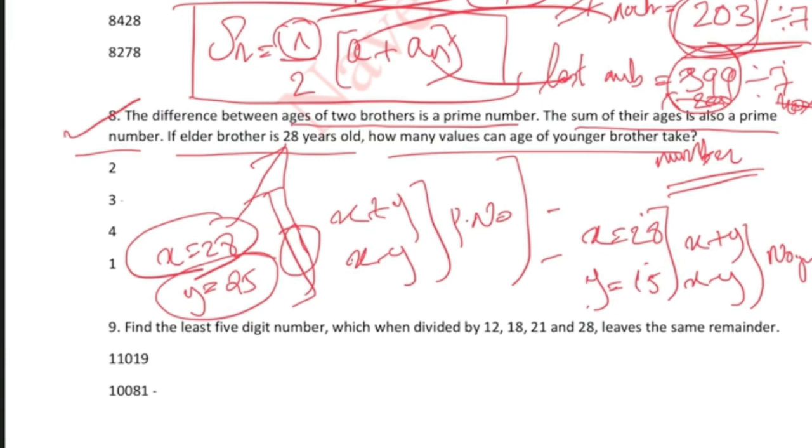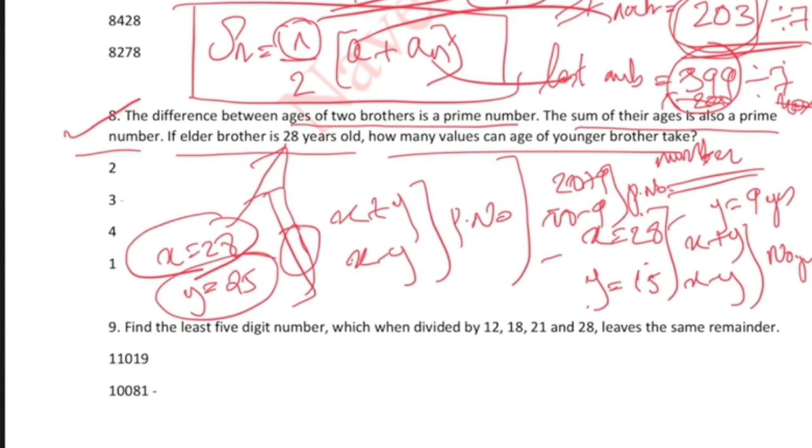Just check it out. Keep the x constant and change the value of y when x is equal to 20. Then coming to the other one, when y is equal to 9, yes, that also satisfies the condition. 28 plus 9 and 28 minus 9, you will be getting both of them as prime numbers. And I hope that there is no other way. There is no other number.